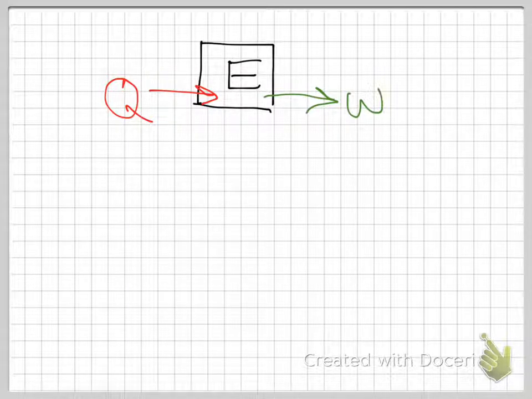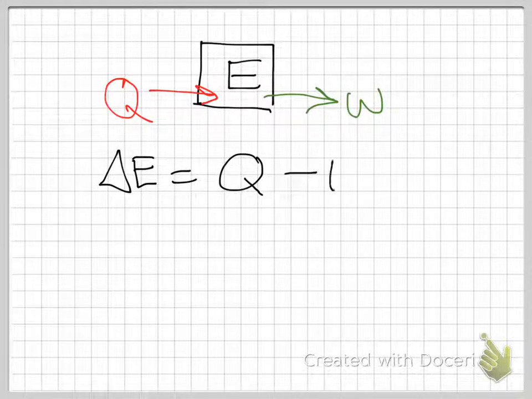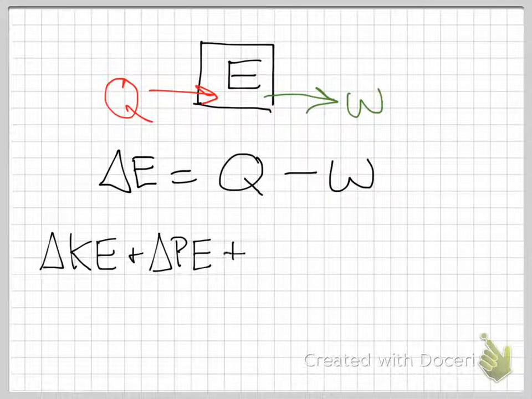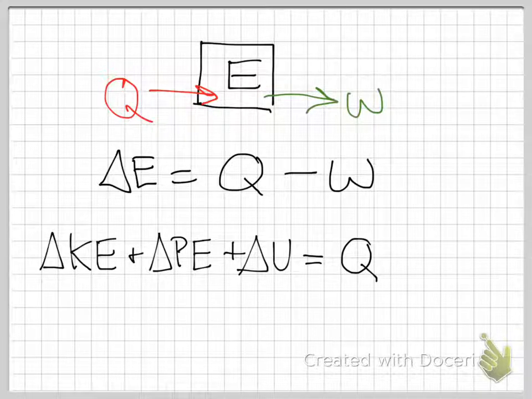So our energy balance equation now for closed systems becomes a little bit more complicated but useful, where delta E is now equal to Q minus W. Perhaps an even more useful form would be that the change in kinetic energy plus the change in gravitational potential energy plus the change in internal energy, so that's overall the total change in energy of a system, is equal to Q, where Q is positive if heat is going into the system, minus W, where work is positive if the system is doing work.